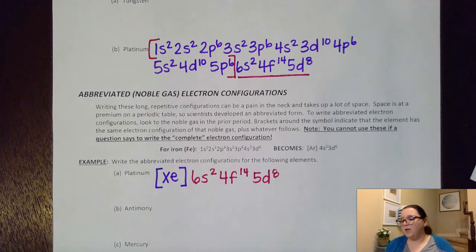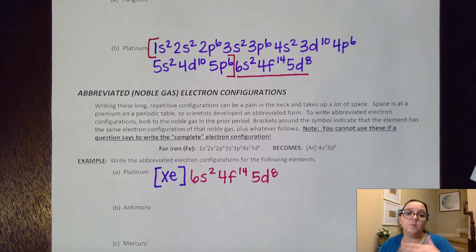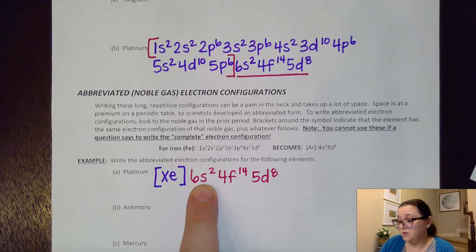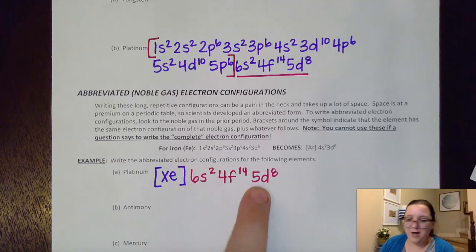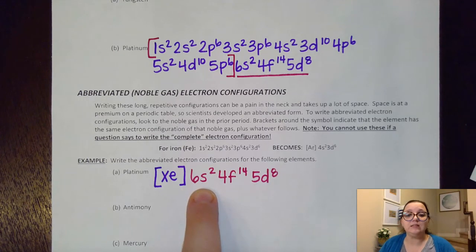The reason why these abbreviated electron configurations can be helpful is that I'm still able to pick out the highest energy and the valence electrons. Looking at this one, my highest energy electrons would be the last thing I wrote. Well, the last thing I wrote was 5d8, and so that would be the highest energy electrons. The valence would be in the highest energy level number. So here your valence would be the 6s2, because 6 is bigger than 4 or 5. So I would have 2 valence electrons here.